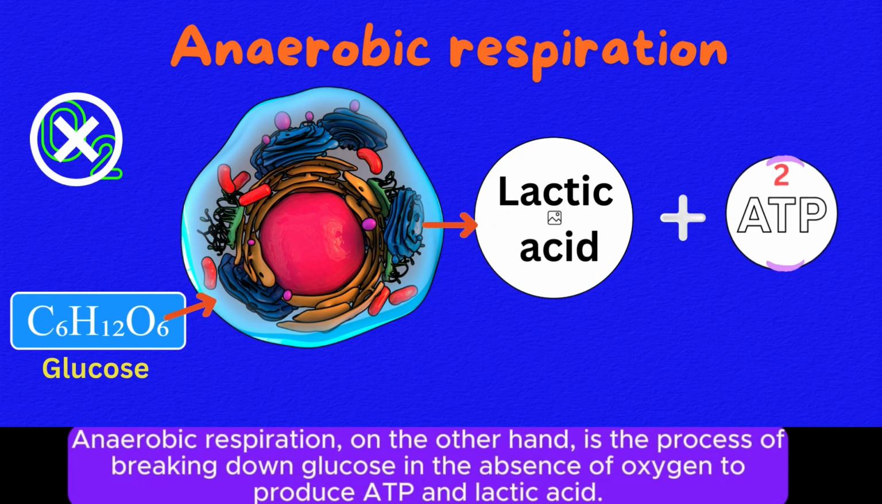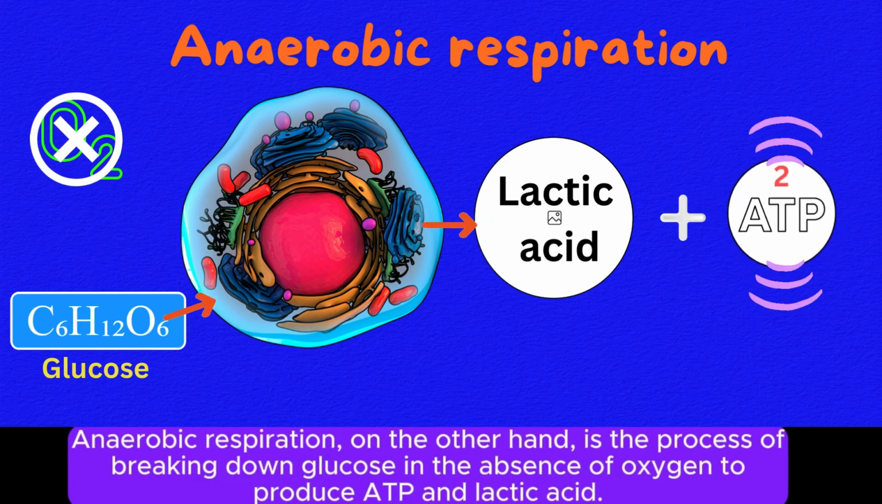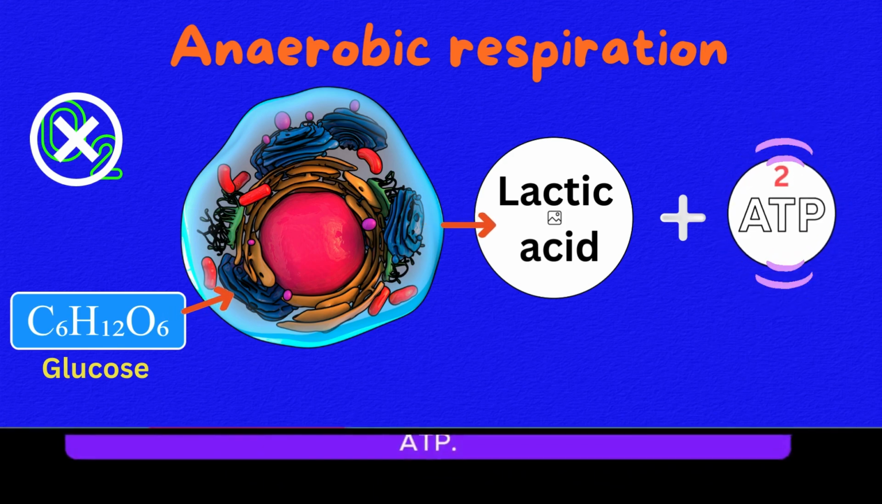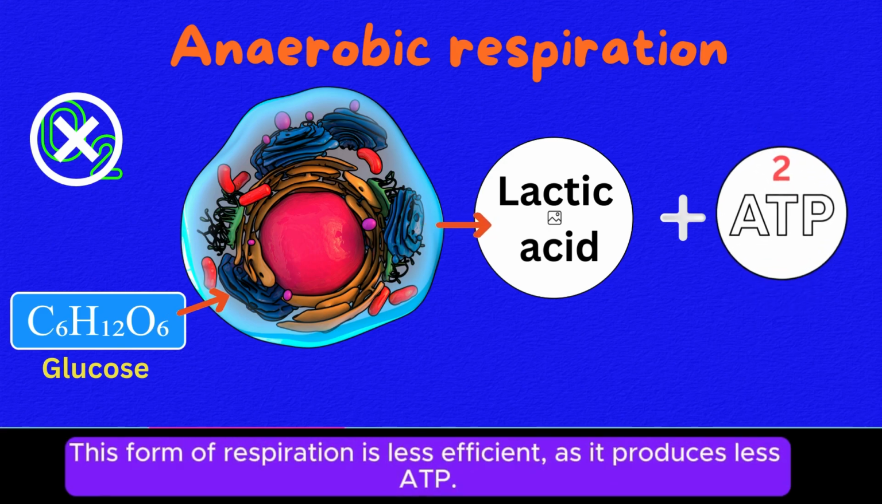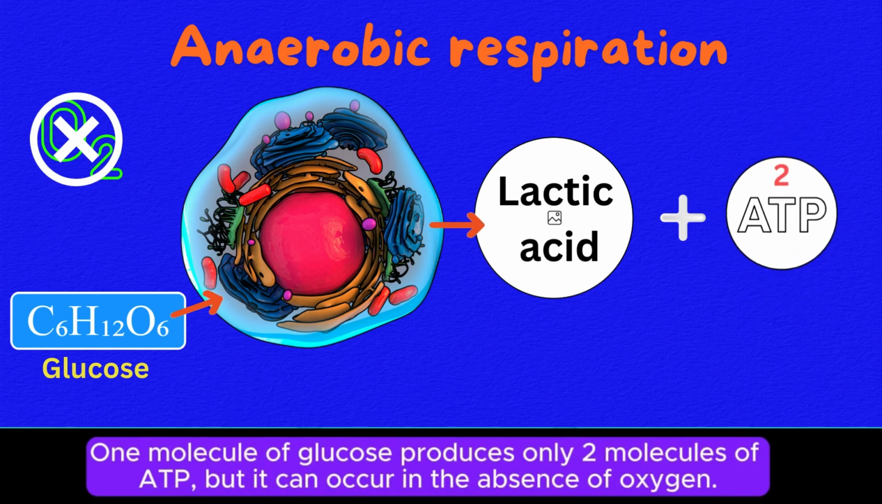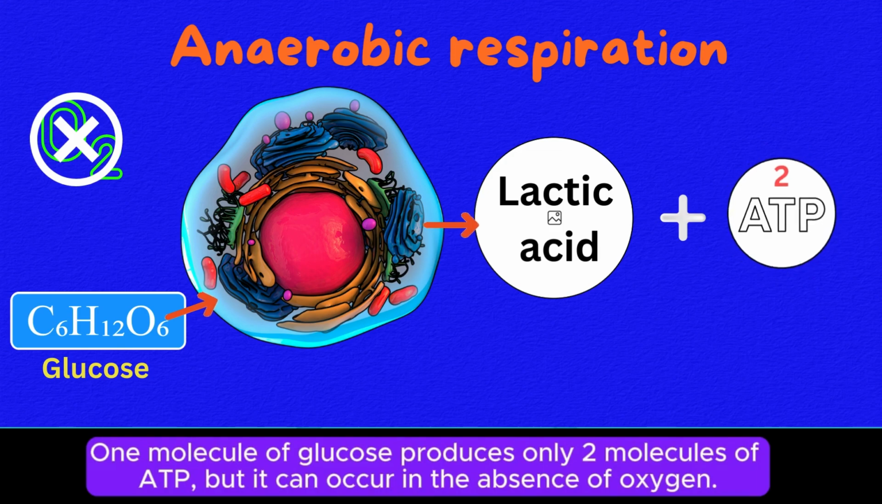Anaerobic respiration, on the other hand, is the process of breaking down glucose in the absence of oxygen to produce ATP and lactic acid. This form of respiration is less efficient as it produces less ATP. One molecule of glucose produces only 2 molecules of ATP, but it can occur in the absence of oxygen.